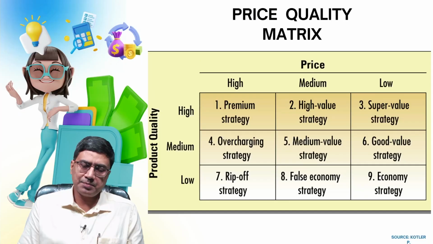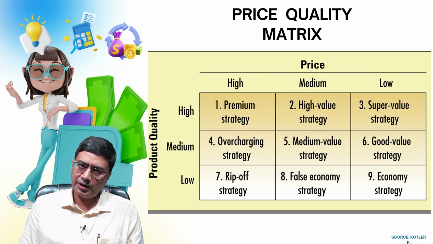Now, there is one price quality matrix which I want to highlight. This price quality matrix has two dimensions, price and quality, with three possibilities, either high price, medium price or low price.